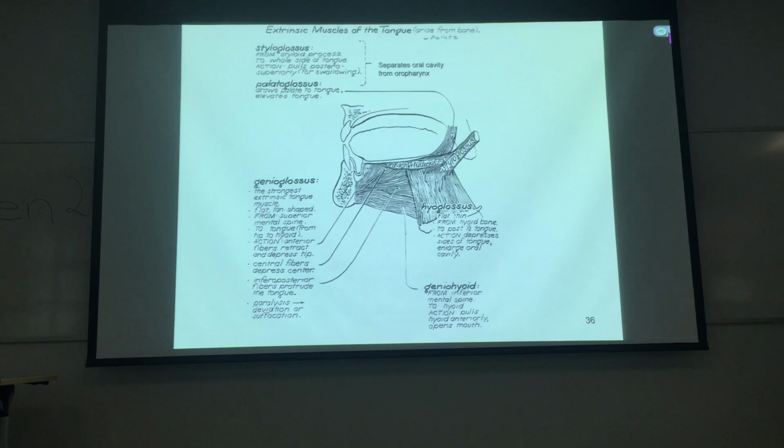Geniohyoid is not a muscle that you think about being for the tongue. I probably need a better slide than this one. I may have one coming up, but especially for lab purposes, remember the four muscles attached to the mandible here, from superior to inferior: genioglossus, geniohyoid, mylohyoid going down to the hyoid bone, and then the anterior digastric.